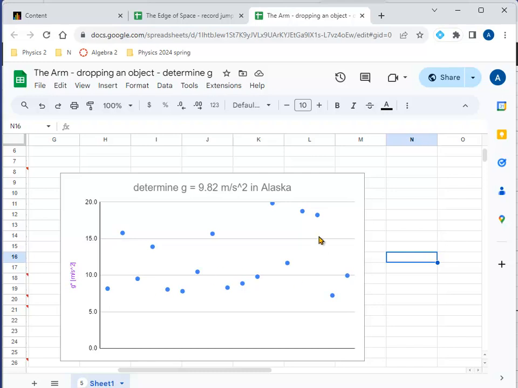In any case, you see them scattered all over the place because we're dropping this, we're estimating the height, is it 2.2 meters, is it 2.1 meters, that kind of thing. And then we're trying to hit the start and the stop button as we drop it and as it hits the floor, and boy, that is so inaccurate. Hence, we get these really inaccurate data.